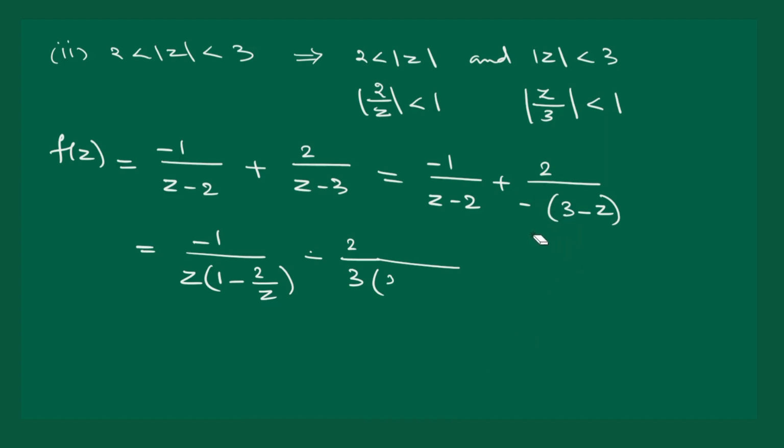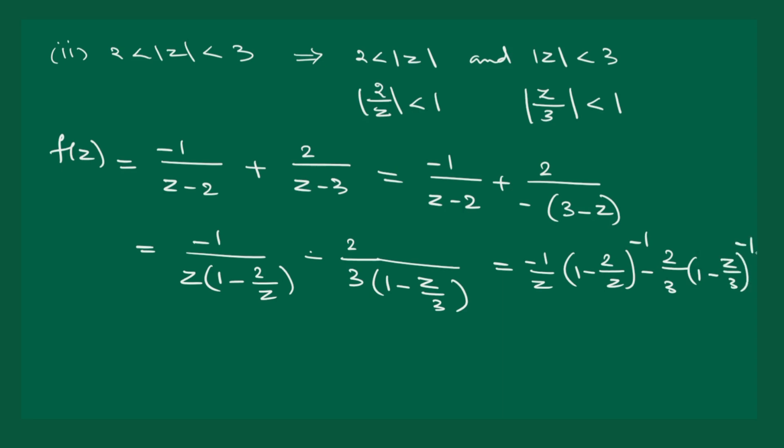Here it is not 3, we have just taken minus 2. So what happened here is that by taking 3 outside, it becomes 1 minus z by 3. Clear? So from this it becomes 2 by z, because of this, here we have z by 3. So now this can be written as minus 1 by z into (1 minus 2 by z) whole power minus 1. Here 2 by 3 into (1 minus z by 3) whole power minus 1.